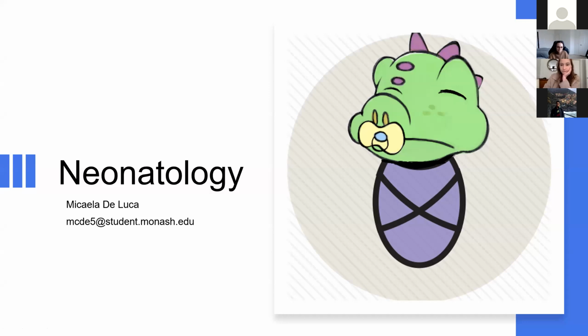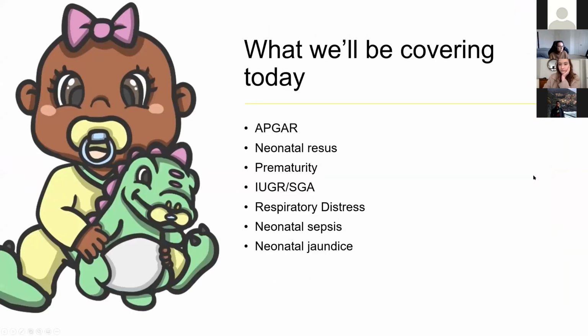Cool. So in terms of what we'll be covering today, we're going to go through APGAR, neonatal resus, prematurity, intrauterine growth restriction, and small for gestational age, and the difference between these two. We're not going to be going over respiratory distress. That'll be covered by one of the other lectures. And then we'll go over neonatal sepsis and also neonatal jaundice.